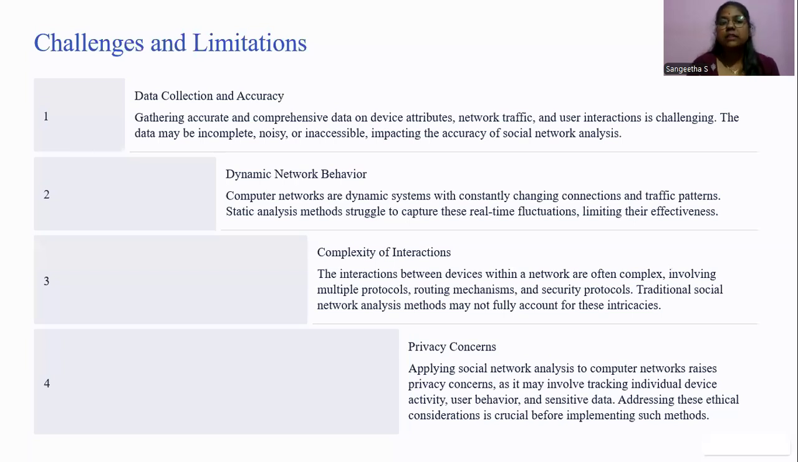Challenges and limitations: data collection and accuracy, dynamic network behavior, complexity of interactions, and privacy concerns. These are the challenges and limitations of using computer networks as social networks. Gathering accurate and comprehensive data on device attributes may be a challenge. Computer networks are dynamic systems with constantly changing connections and traffic patterns. The interactions between devices within a network are often complex, involving multiple protocols, routing mechanisms, and security protocols. Traditional social network analysis methods may not fully account for these intricacies.